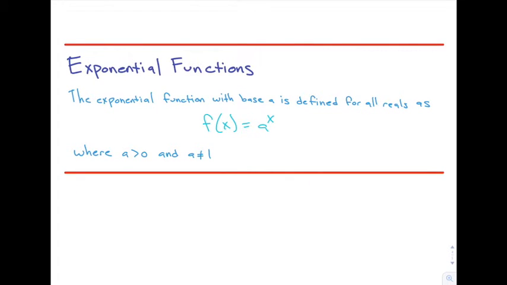So an exponential function. The exponential function with base a is defined for all reals as f of x equals a to the x, where a is greater than 0 and a does not equal 1. So it's important to note here that this is strictly greater than 0, does not equal 0, and a does not equal 1. In the next video, we will graph some exponential functions. We'll look at the domain and range so we can have a sense of what they look like.